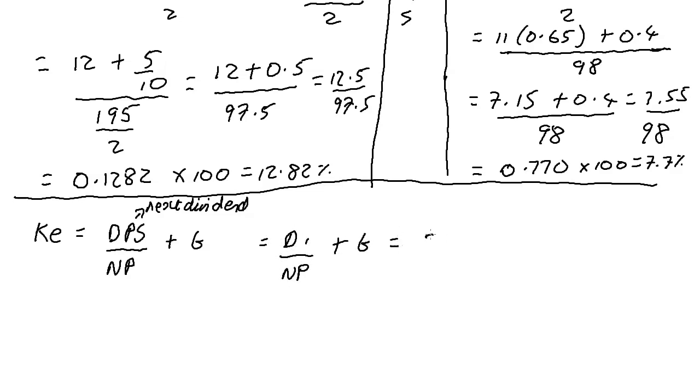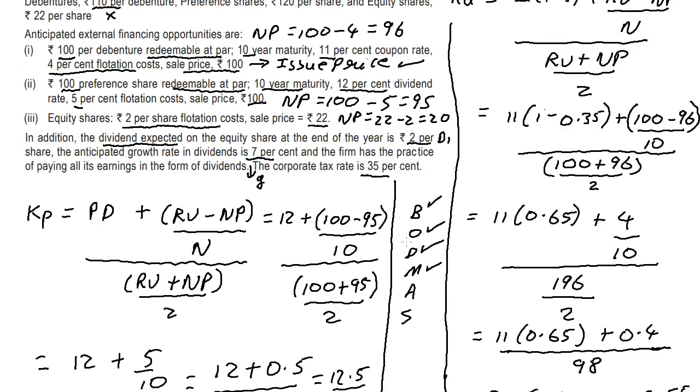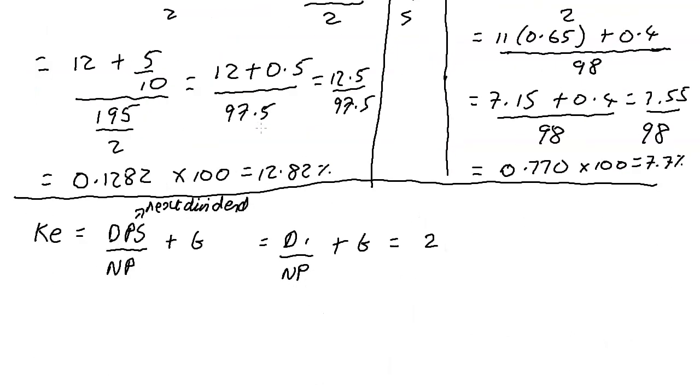And we know that D1 is 2. We have identified D1 as 2, NP as 20, and G as 7%. So 2 upon 20 plus 7%. Now we simplify it further and convert everything into decimal first. One is a fraction, one is a percentage. Put everything into decimal first and then later we'll see.